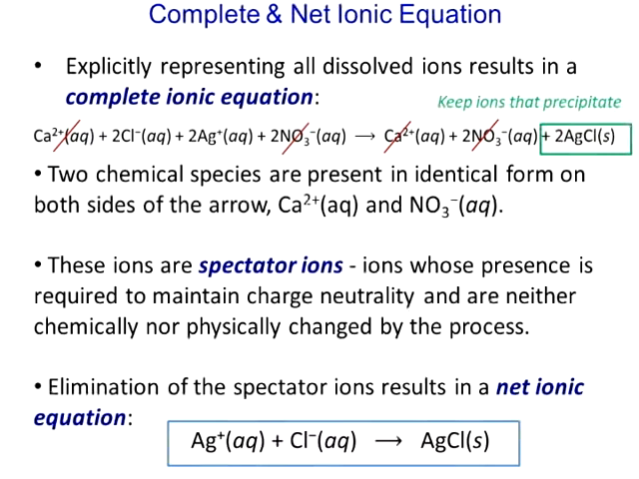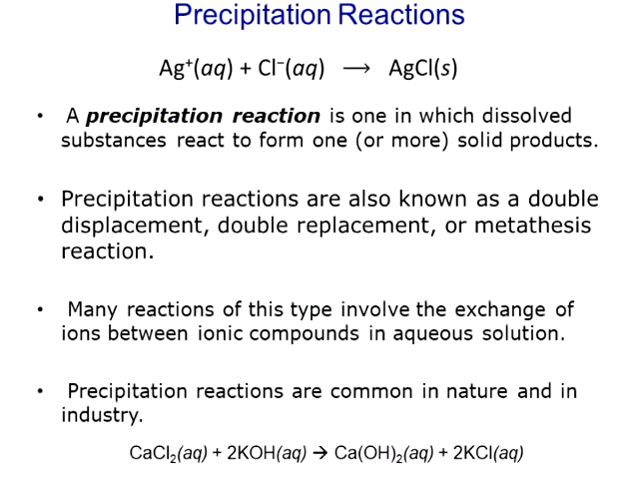The complete equation is to write them all. The net is to write the one that only forms the solid. So basically, you keep the ions that precipitate. Basically, we like to talk about it as eliminating spectator ions, but the other way of thinking about it is you keep the ions that precipitate. So the net ionic equation, again, will result from the ions that form a precipitate. So, silver plus chloride then is an example of a precipitation reaction.